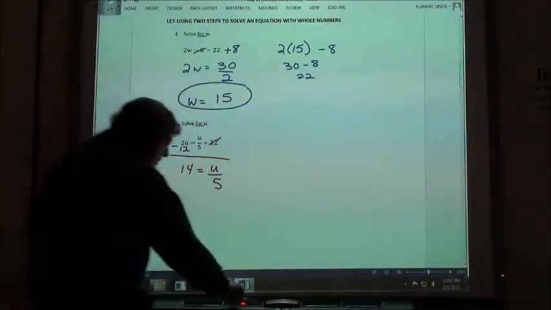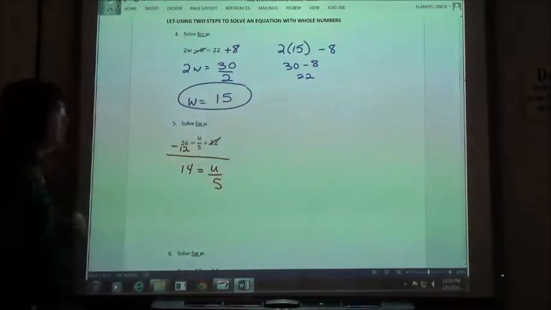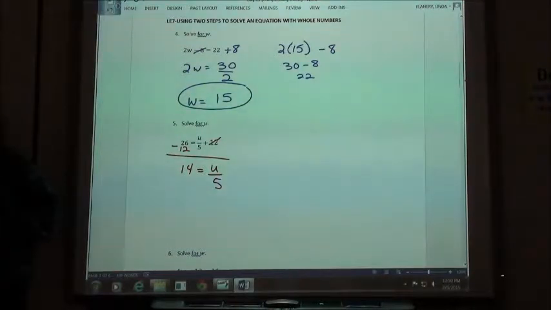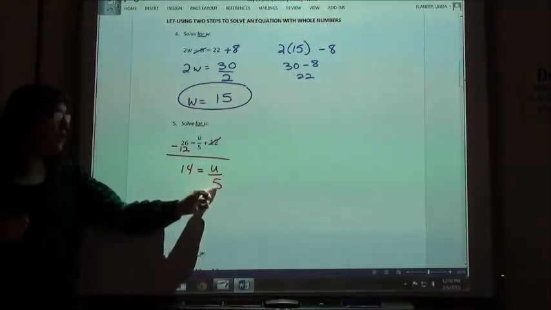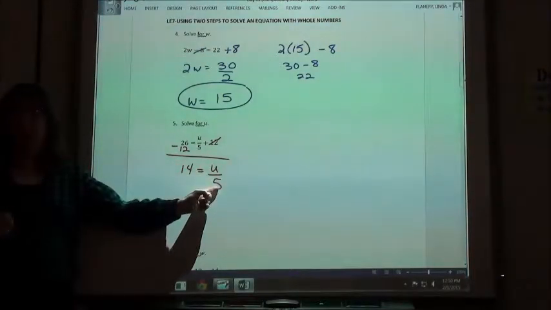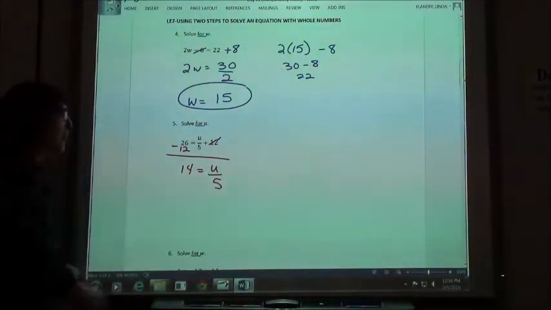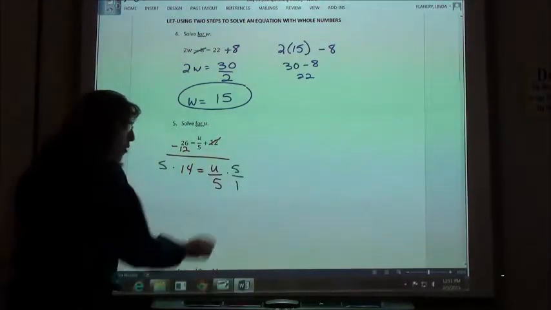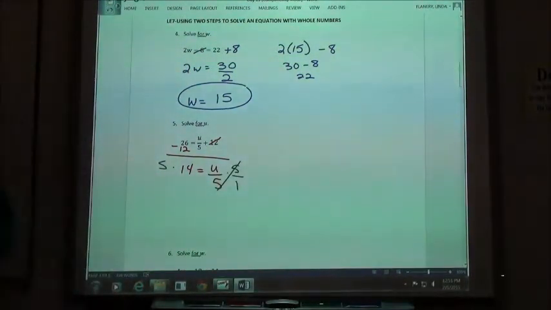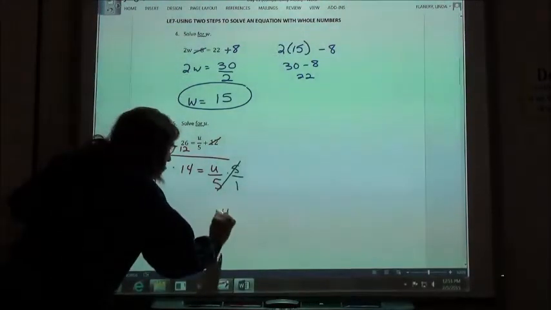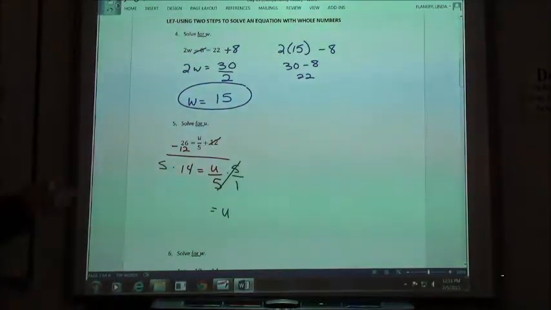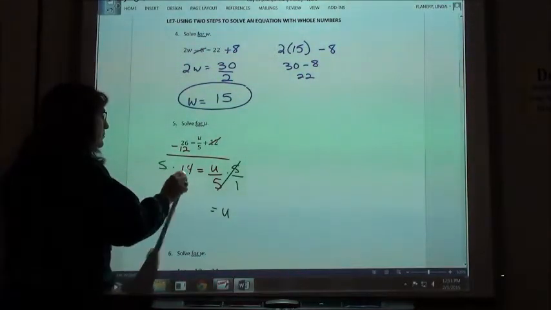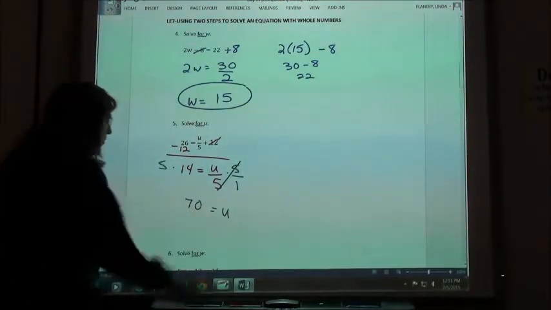Oh gee, I don't know, because this is a fraction. This is showing division. So the opposite of dividing is multiplying. We're going to multiply by 5. Because when we multiply by 5 over 1, the 5's then cancel out. And I get u over 1, which is u. u equals 5 times 14, which must be 70.